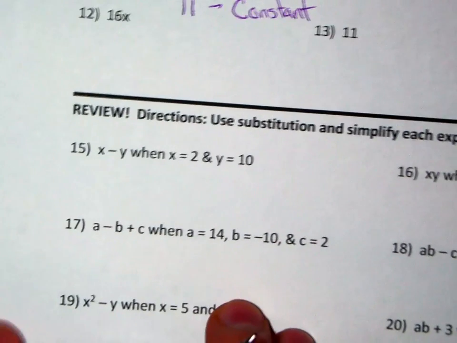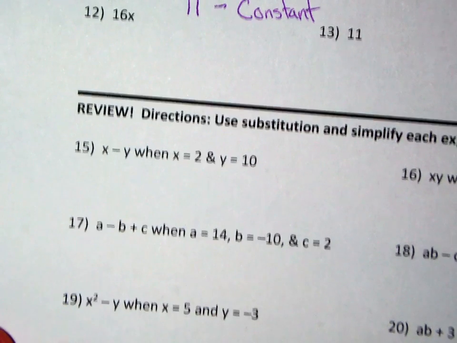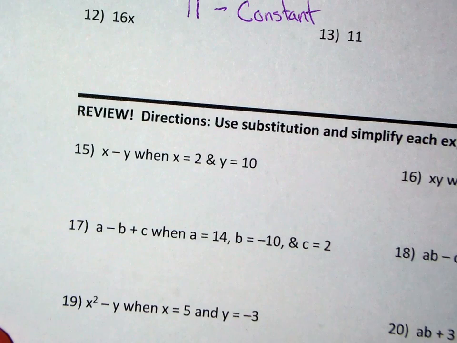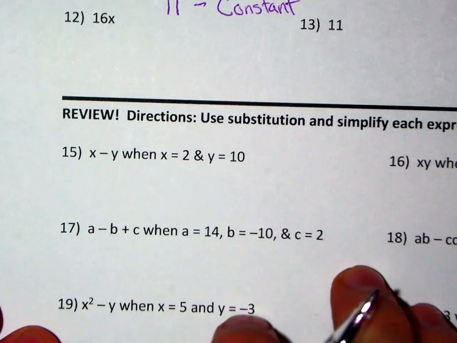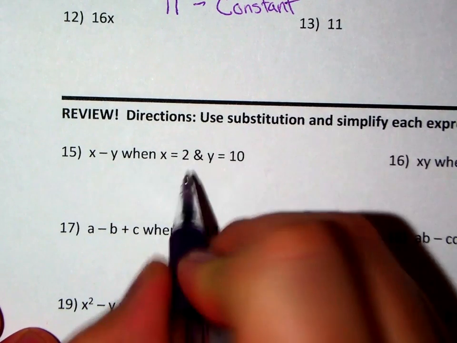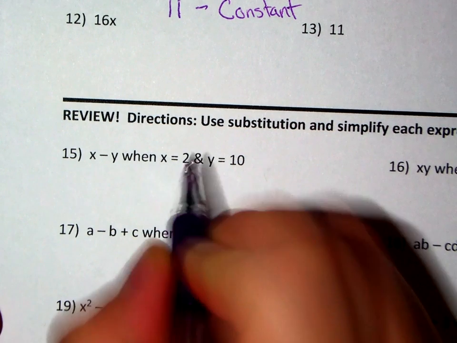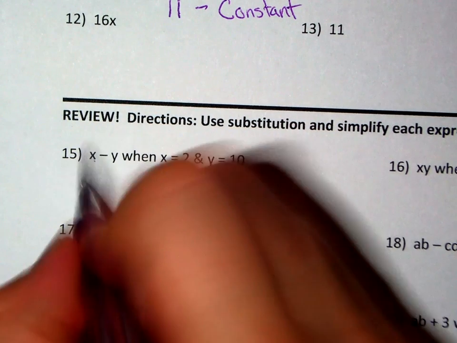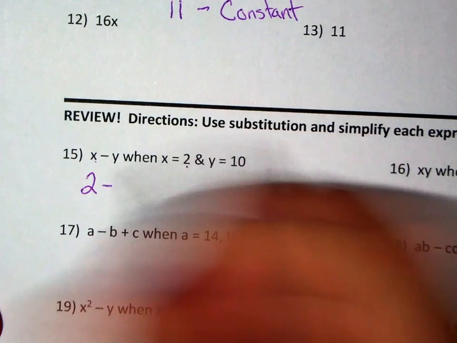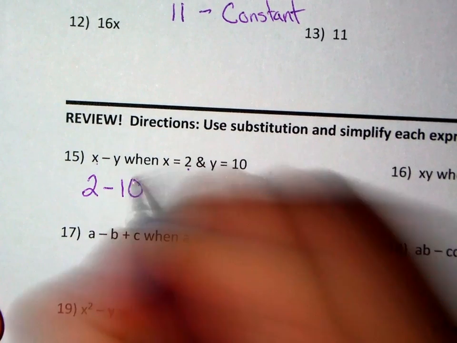The last section was a review. In other words, you should already know how to do these. So problem number 15 said x minus y. So we simply look at what the value is given for x. X is 2. And anywhere I see x, I plug that in. So 2 minus my value of y is 10.